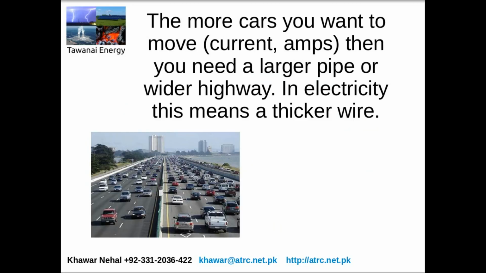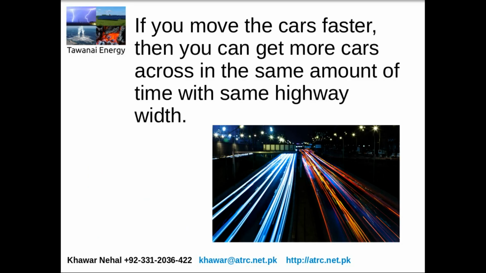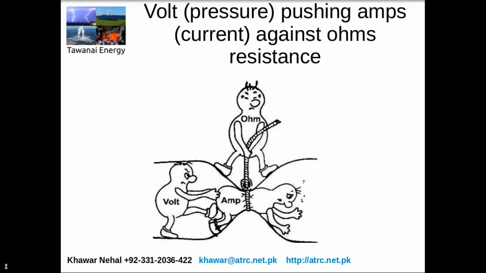Now, if you think about the number of amps, the wider your highway, the more cars can go through in a certain amount of time if they're all going at a similar speed. So that also means that if you have a higher current, you need a thicker wire. And if you can move the cars faster, you can have a thinner wire or a smaller highway, and you would have the same result. As cars move faster, it's similar to voltage: the electrons are moving faster.